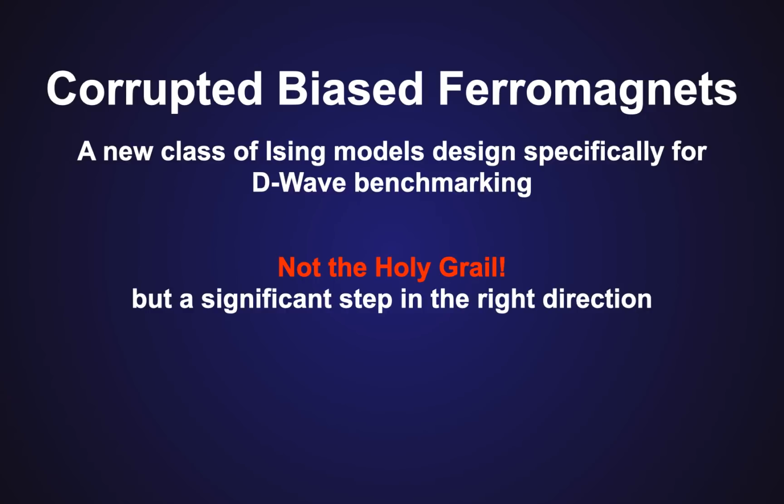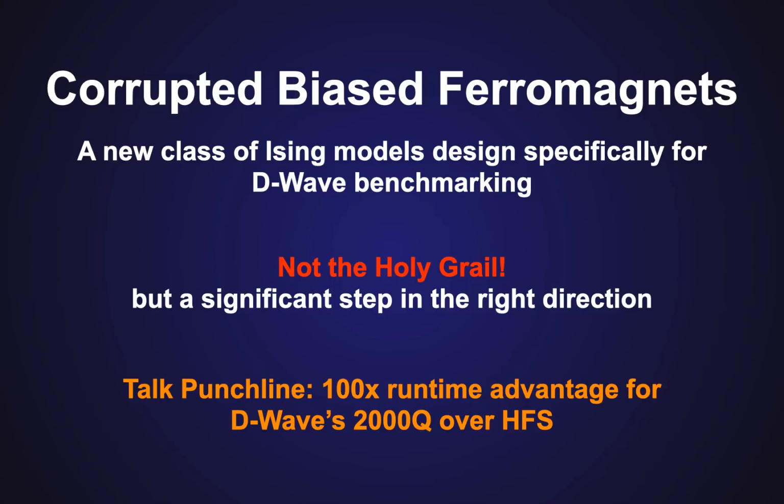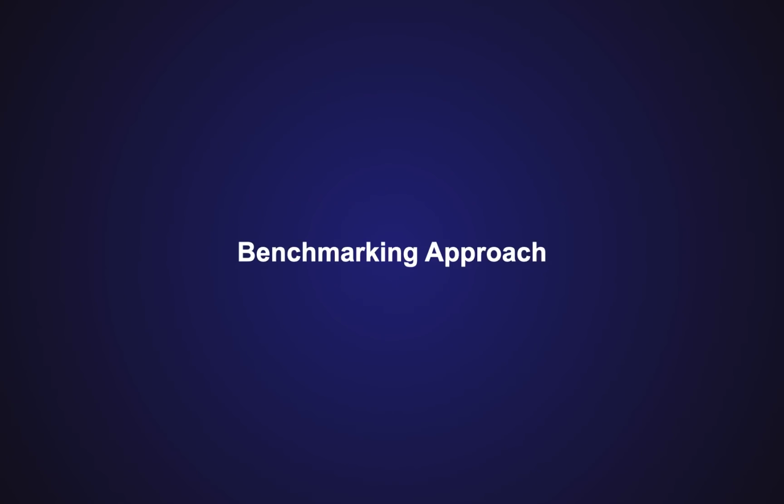I would like to emphasize this is not the Holy Grail. We believe it's a step in the right direction, but there's still work ongoing to really search for the true Holy Grail. And the punchline of this talk is that we'll show you that this instance has about 100x runtime advantage when running on DWave's 2000Q over HFS, which if you're familiar is a state-of-the-art heuristic that's often used for benchmarking DWave's performance on optimization problems.